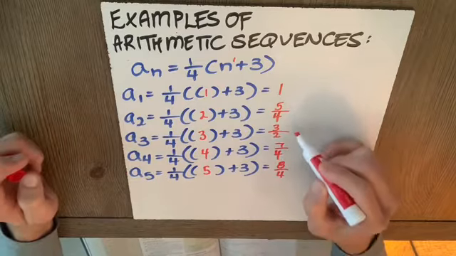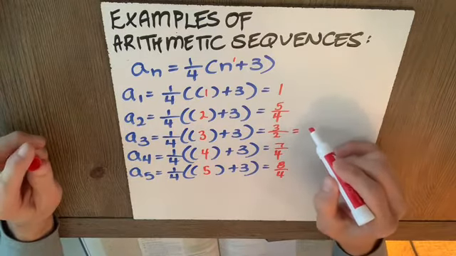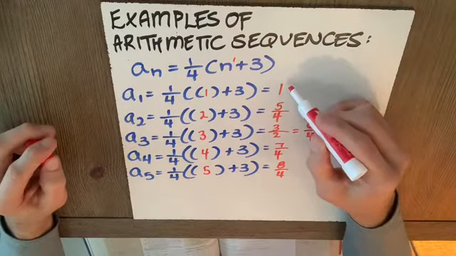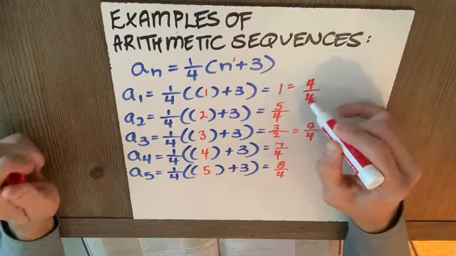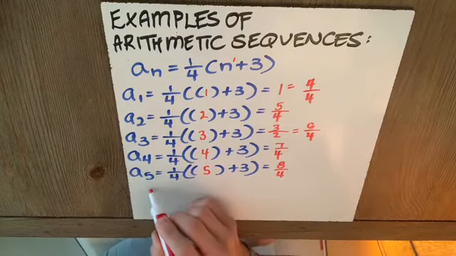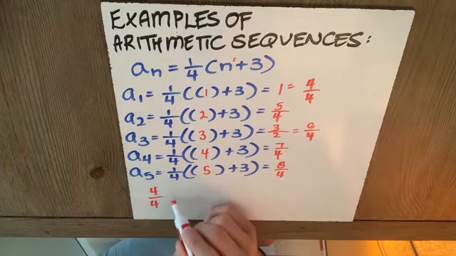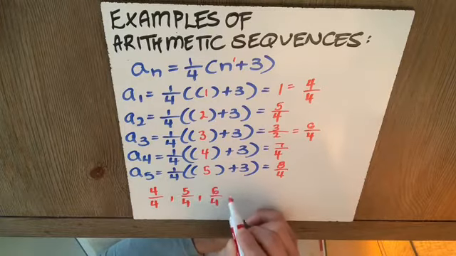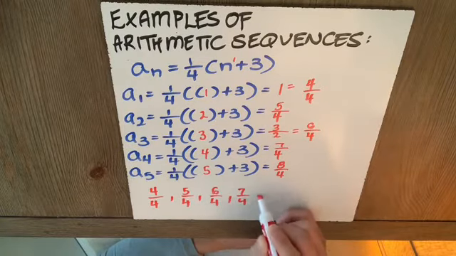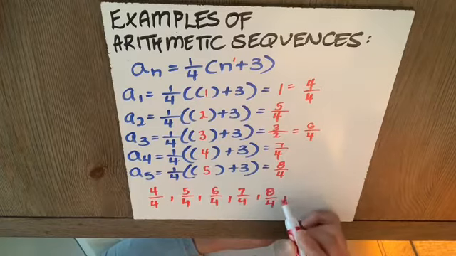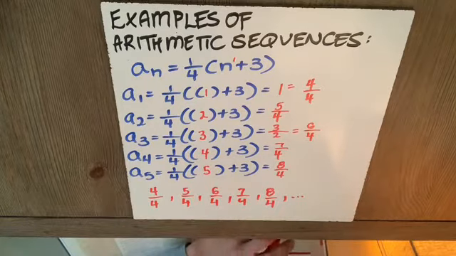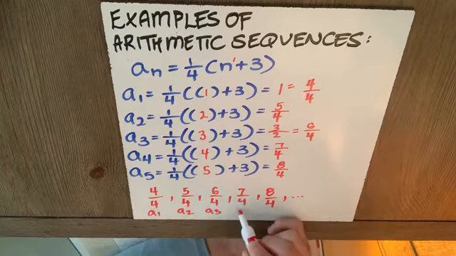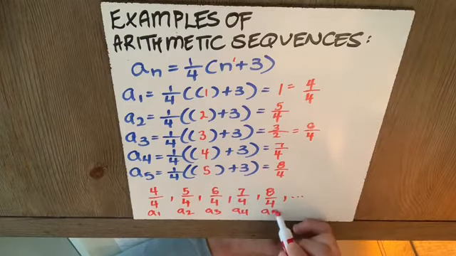You know what? Perhaps this is better if I leave this as 6/4, and if I leave this as 4/4. Perhaps that will help us see the pattern more clearly. 4/4, 5/4, 6/4, 7/4, 8/4, and this is an infinite sequence. So the first one I come to is A1, then A2, then A3, then A4, then A5, etc.